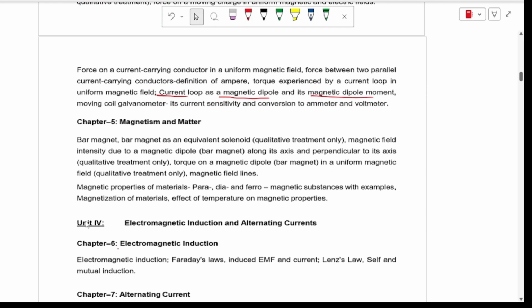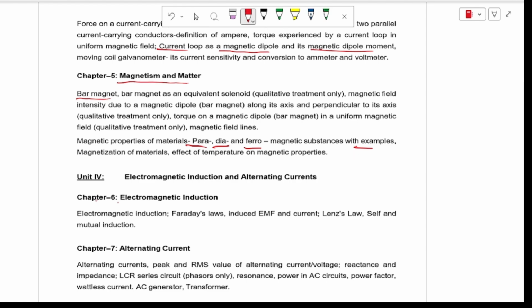And then chapter number 5, magnetism and matter, like bar magnet, different magnetic materials like paramagnetic, diamagnetic, ferromagnetic materials, and their examples. Then chapter number 6 is electromagnetic induction. Important topics are Faraday's law, induced EMF, induced current, Lenz's law, self-induction, mutual induction.